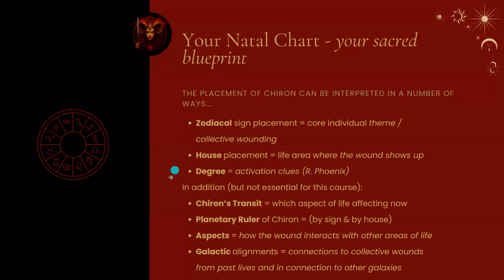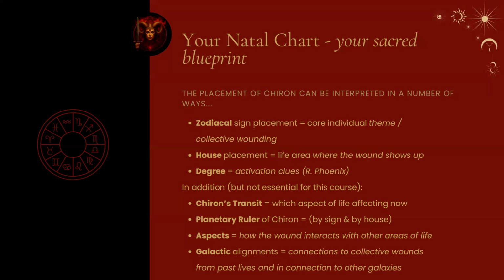In addition to that, and not essential for this course, even the house placement is not essential. For example, if you don't know your time of birth, you will most likely be sure that you have Chiron in Aries, but you just won't know which house your Chiron is placed in, and you wouldn't know the degree. But you can get a tremendous amount just from looking at Chiron in Aries, okay?